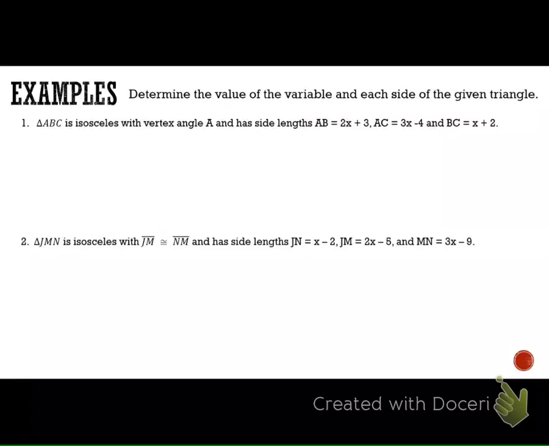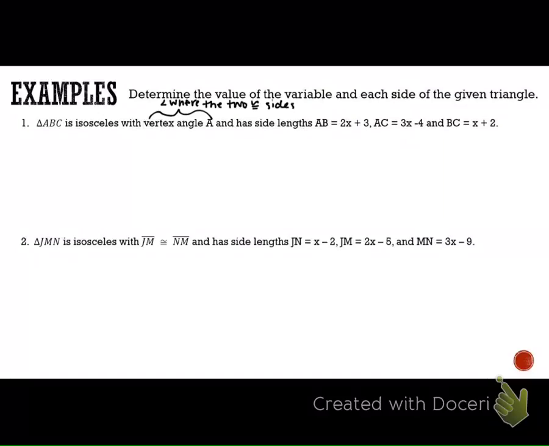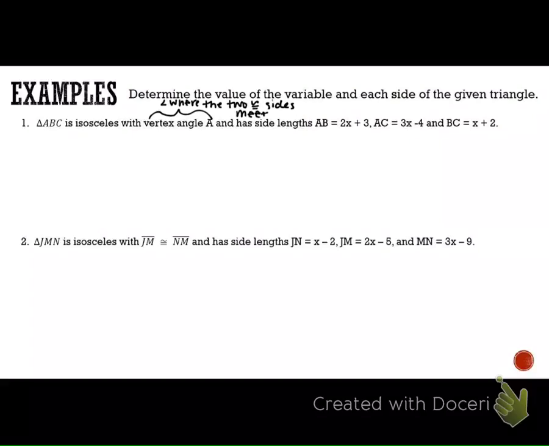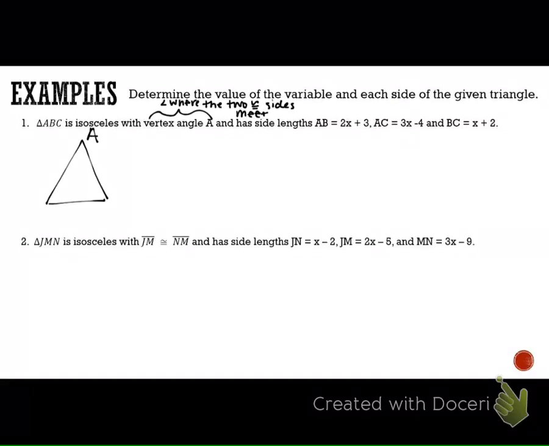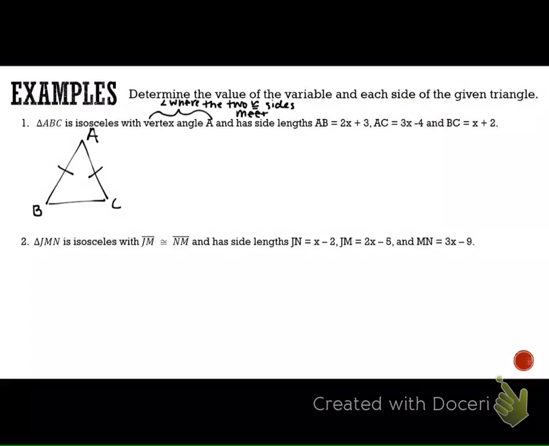Determine the value of each variable in each side of the given triangle. So ABC is an isosceles triangle with vertex angle A. The vertex angle is the angle where the two congruent sides meet. So when you draw triangle ABC with vertex angle A, it's where the two congruent sides meet. You see how this is my congruent, this is my congruent, and that's where it meets.